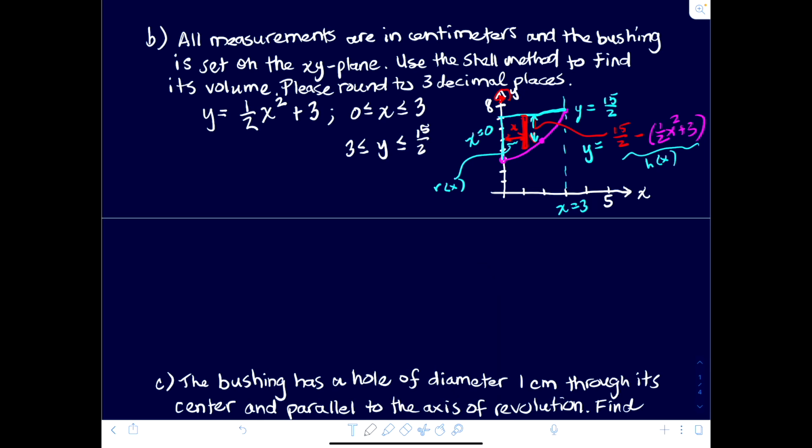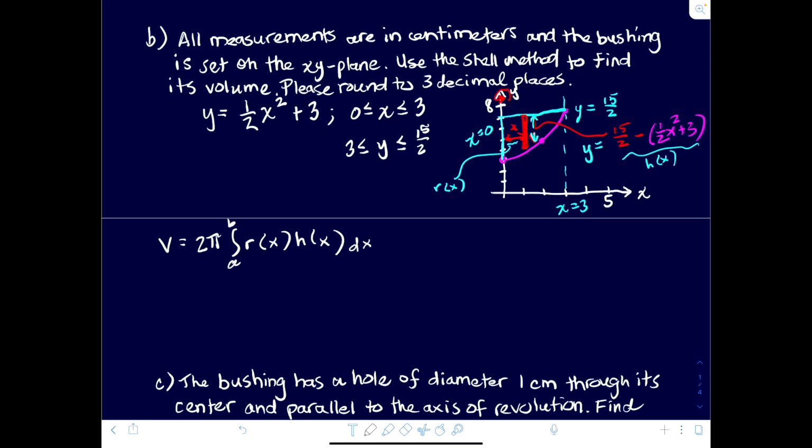Sorry if it looks a little bit messy, but basically what's going to happen is this. The volume will be equal to, for the shell method, 2 pi times the integral from a to b of r of x times h of x, and then of course dx. This is our shell method.